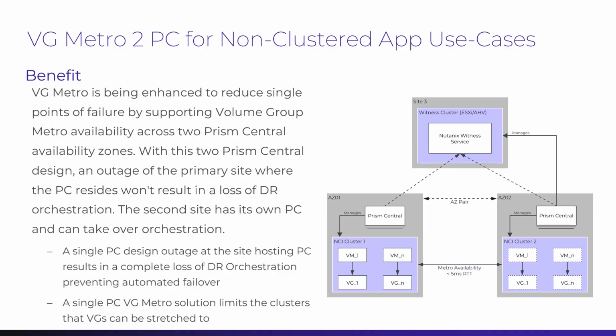We're happy to announce that with this release, Nutanix is introducing support for VG Metro SyncRep with a two-PC configuration. This enhancement allows the primary cluster to be managed by one PC and the secondary cluster to be managed by another PC, enabling active-passive replication of VGs across sites. In this model, the secondary site remains passive until a failover is triggered, at which point it becomes active and begins serving the data. This is particularly suited for non-clustered applications that require SyncRep but do not operate in an active-active mode.